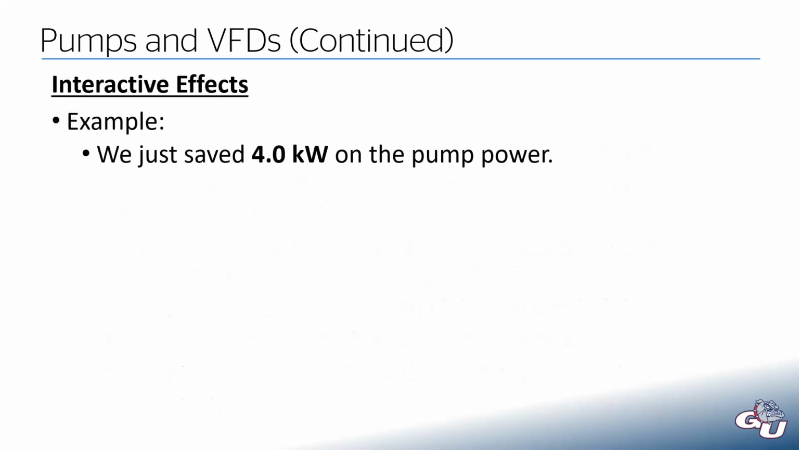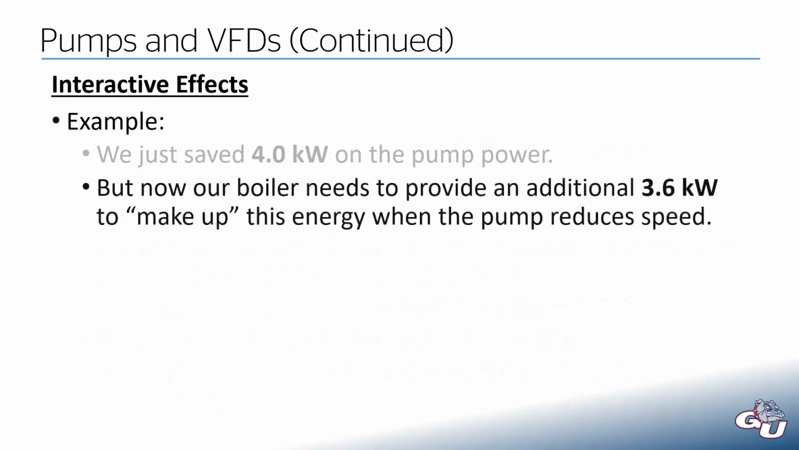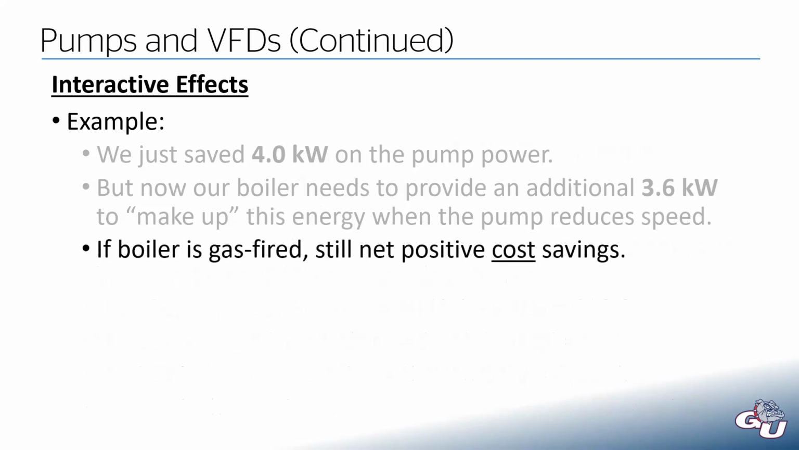So we saved 4 kW on the pump power, but now our boiler needs to provide an additional 3.6 kW to make that up. If the boiler is gas fired, then we still get some positive cost savings. And I underlined cost because we're not getting positive energy savings, because going from electric on the pump energy side to gas on the boiler side, there is an efficiency loss there, but we will still see some cost savings.